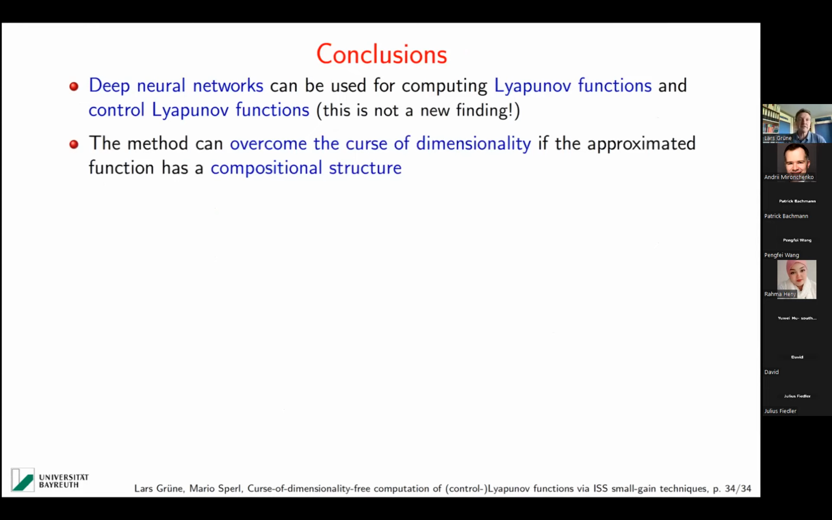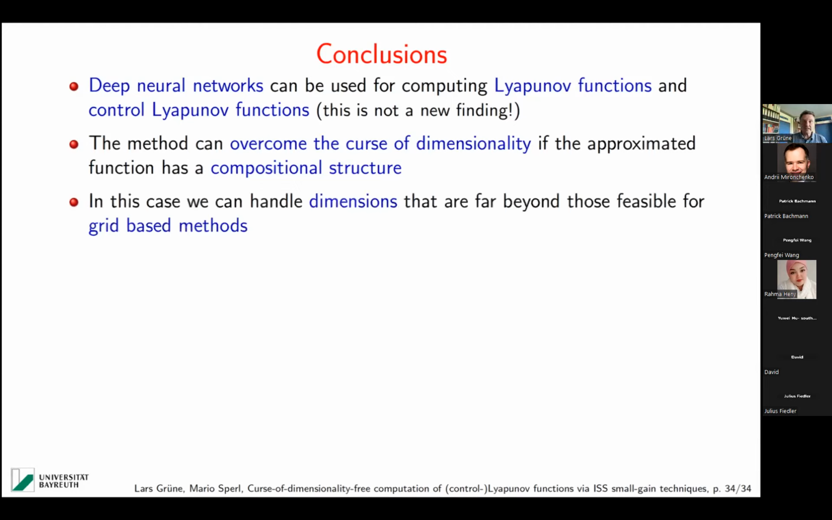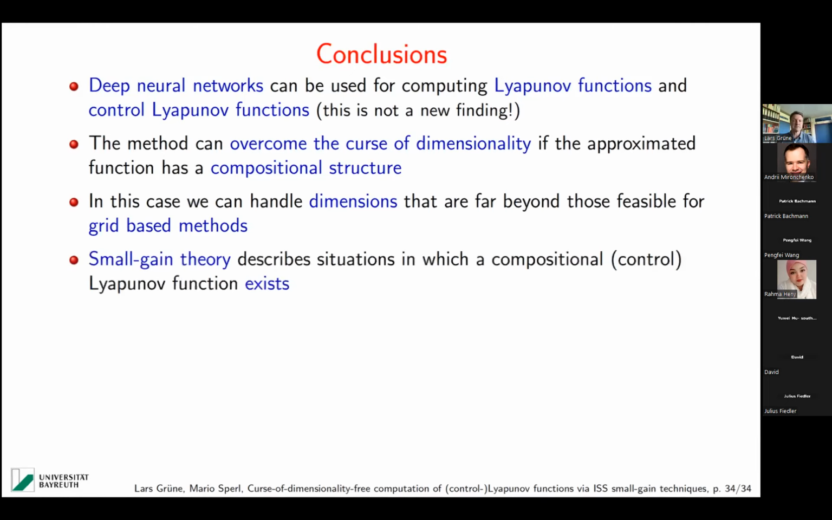Yeah, if the approximated function has a compositional structure, and in our case, particularly a separable structure, then the method can provably overcome the curse of dimensionality. So no exponential growth of numerical effort, of storage effort, of number of neurons or whatever. And in that case, we can actually handle dimensions that are far beyond those feasible for grid-based methods. And I showed you a 10-dimensional example, which is actually far beyond, because in grid-based examples, for what I know, 3 or 4 is really the maximum that you can get in terms of dimension.